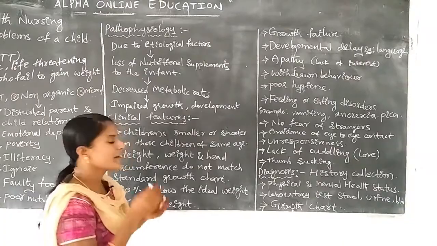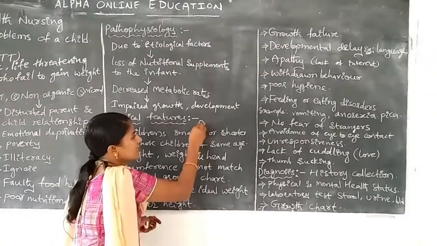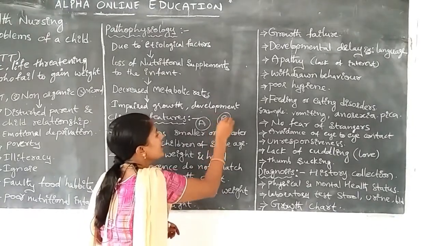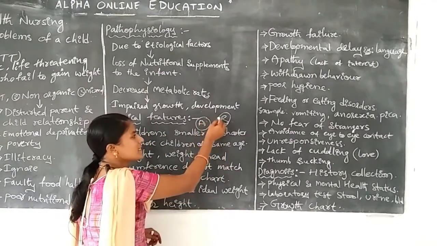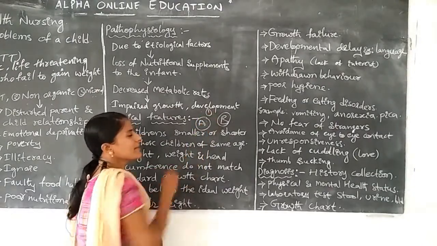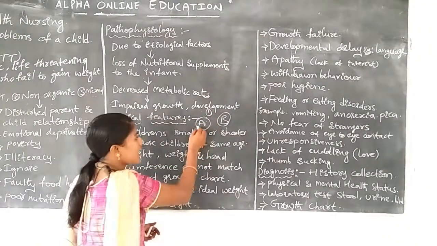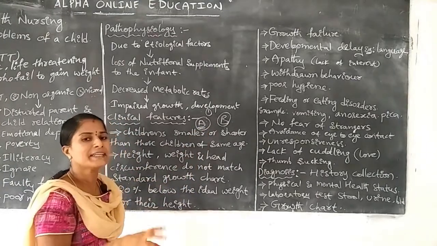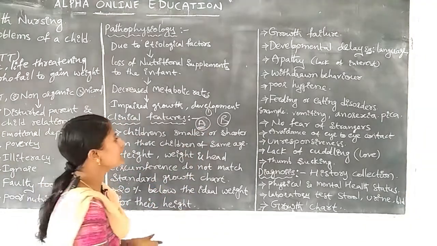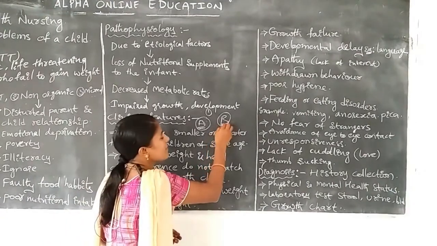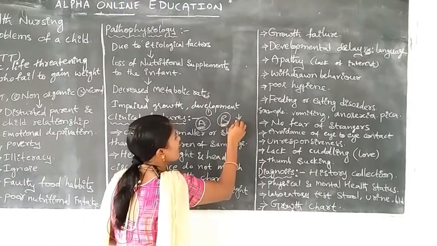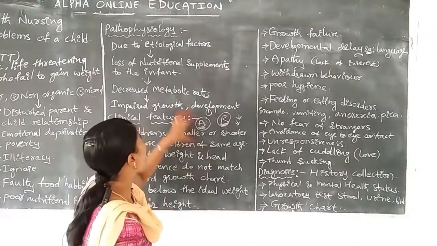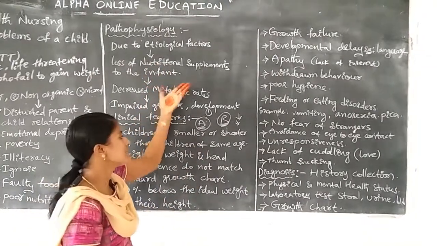For example, in the 1 year age group, there is a child A and another child B. These two children are both 1 year of age. But child A has sufficient height and weight, while child B has decreased height and weight, due to the etiological factors or this disease condition.